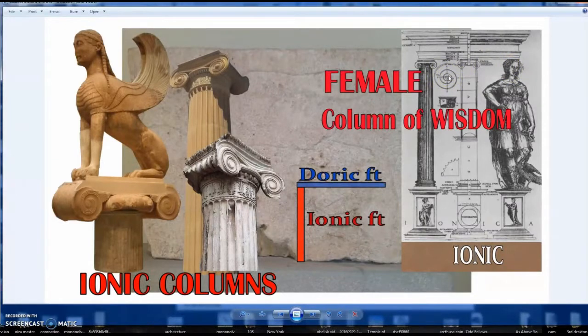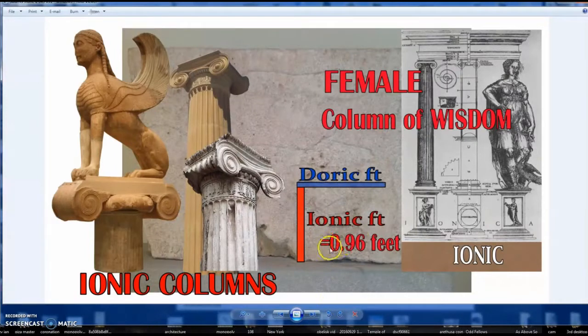being very simple. A mature woman would have a more simple hairstyle, and her beauty would be through simplicity, as opposed to the maiden or the virgin, who would have a much more elaborate hairstyle. And that's reflected also in the style, because the Corinthian is a very elaborate column, as opposed to the very simple Doric and relatively simple Ionic column.